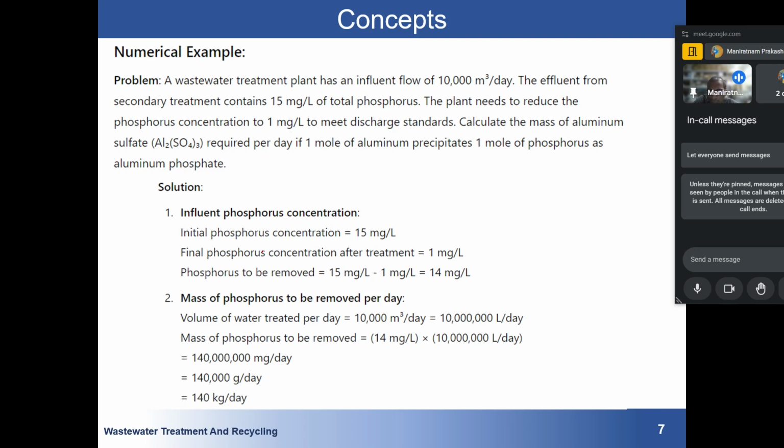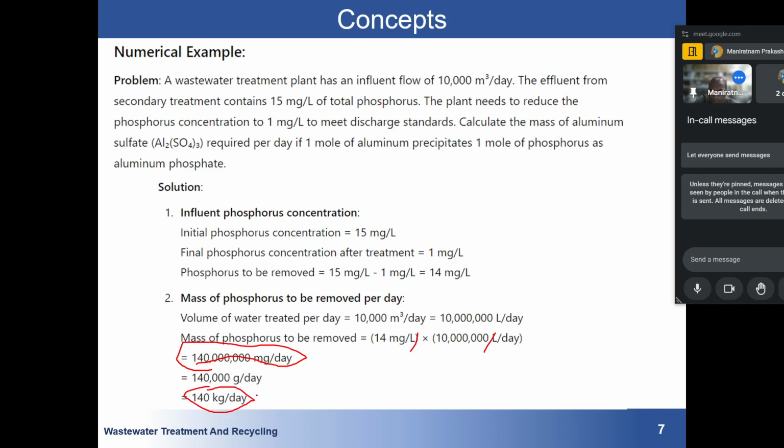So the influent phosphorus is this much, and you have to find how much aluminum sulfate is required. The initial phosphate concentration is this much, and finally this much, so the phosphorus to be removed is 14 milligram per liter. The volume of water treated per day is this many cubic meters. So the mass of phosphorus to be removed is this milligram per liter, and I am converting cubic meter into liter by multiplying by 10 to the power 3. The liter will get cancelled out, and we will have this much milligram per day, or this much kg per day of phosphorus.